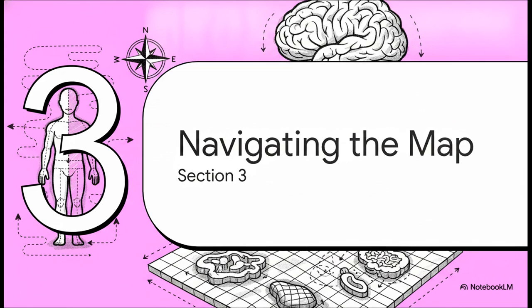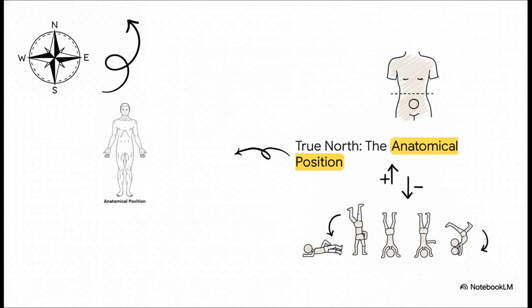Which brings us to section 3, navigating the human map. If you're looking at a geographical map, you obviously need to know which way is north, right? Well, in anatomy, our true north is the anatomical position. This means standing upright, feet together, arms at your sides, with the palms facing forward. You'll also hear this called the supine position.